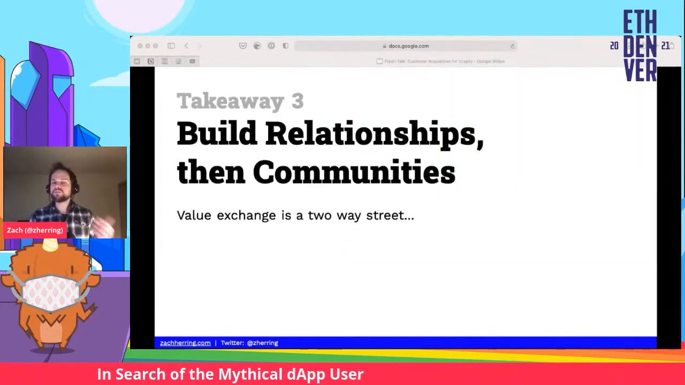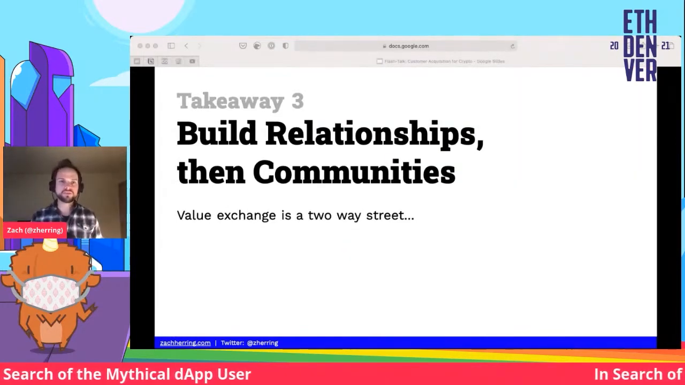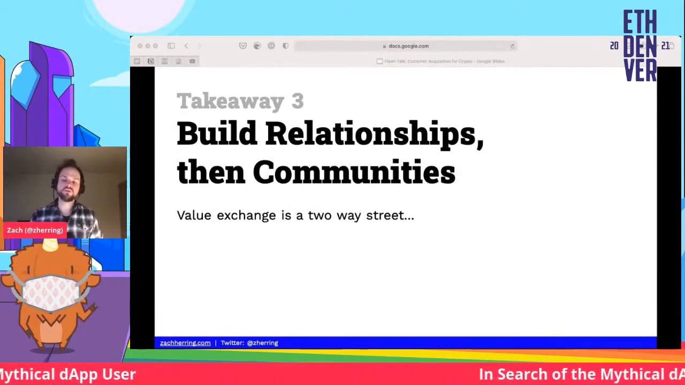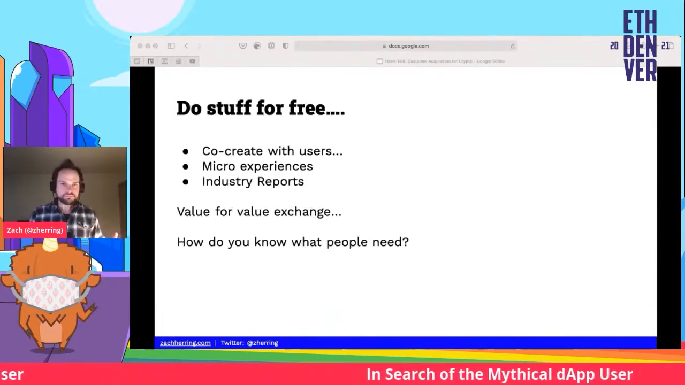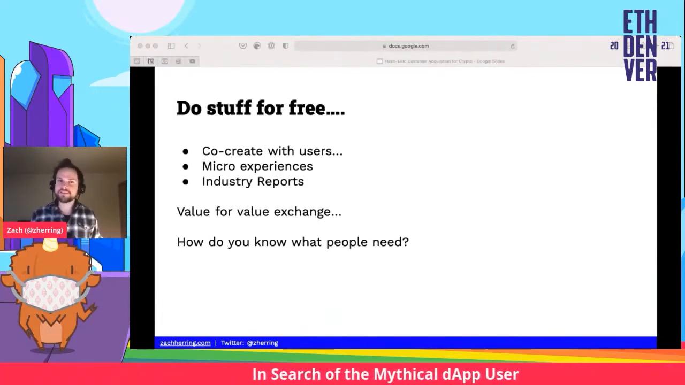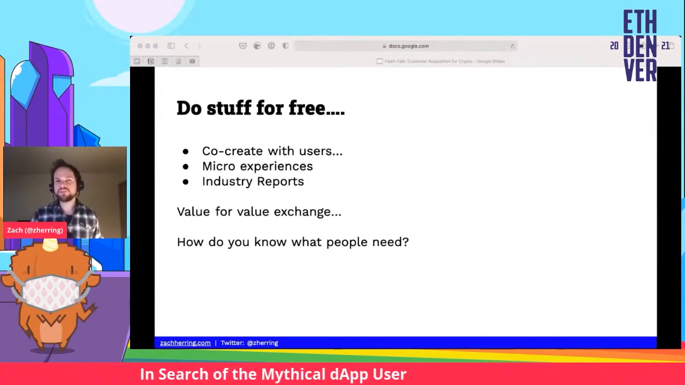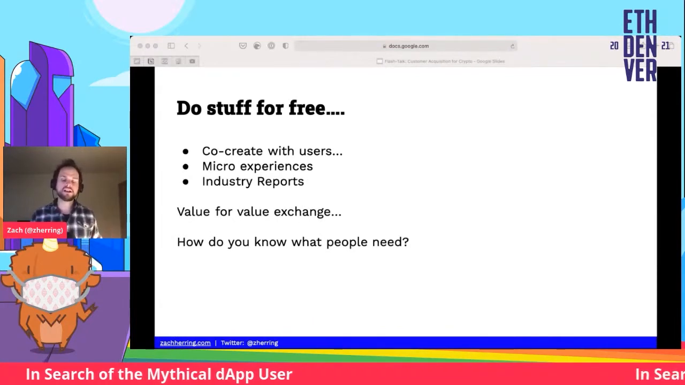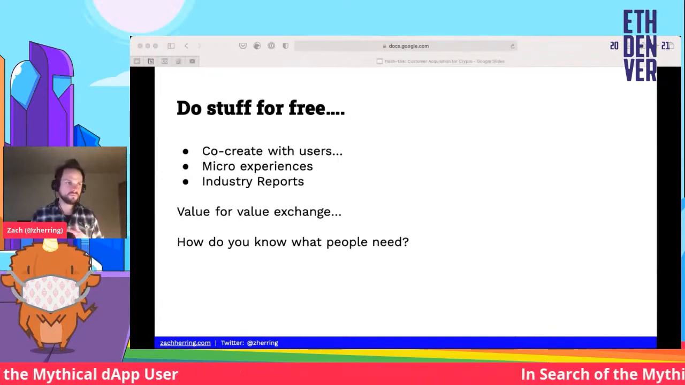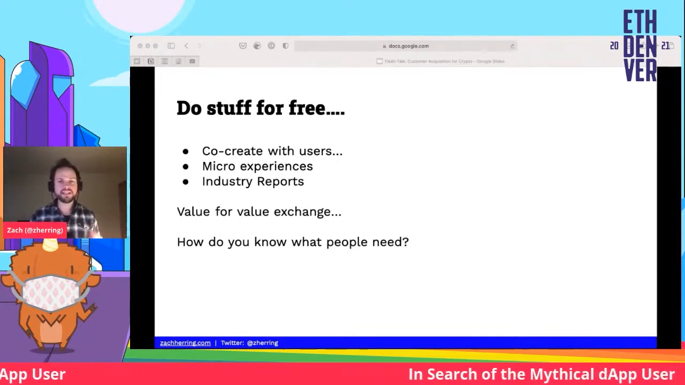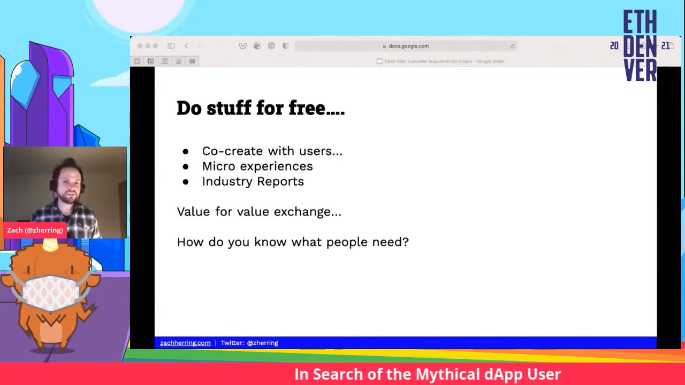And then finally, takeaway number 3 is build relationships, then communities. Value exchange is a two-way street. Really, this boils down to doing stuff for free. Co-creating with users is actually one of the most underutilized methodologies that I've seen, both in the Web3 space as well as the Web2 space, but really just co-building with them.